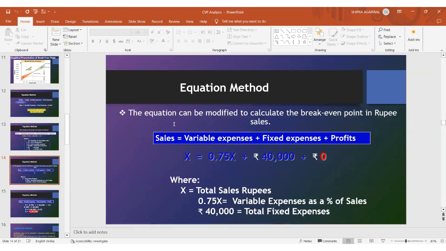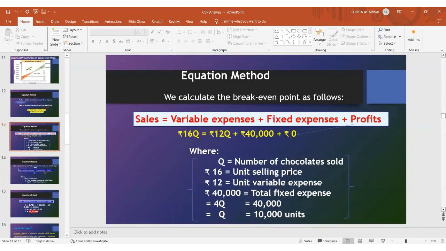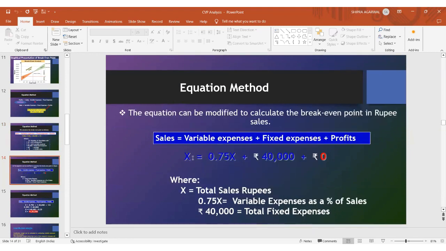Now, if I try to solve this further, I write sales equal to X, variable expenses 0.75X. Now the question arises, how have I got this particular figure? Just have a look at the previous one. My sales was 16Q and my variable expenses were 12Q. Q and Q are the same, the number of units are the same. My sales was 16, so my variable expenses were 12, which makes it 75% of the sales price. So I've taken the same thing here. If my sales are X, my variable expenses are 0.75X plus fixed expenses, the same 40,000. And profits, as I told you, are zero at the break-even point.